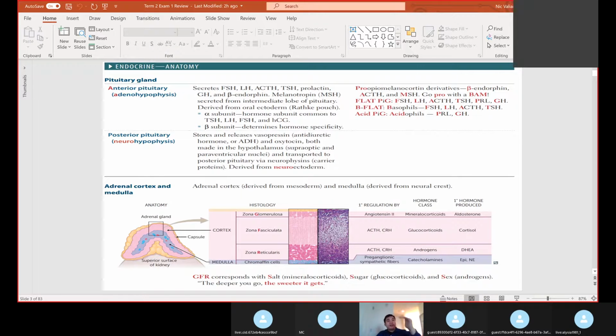Next layer, we're going deeper. Now, zona fasciculata. What's the regulation? High yield, ACTH. What hormones does it secrete? Glucocorticoids. So it mainly produces cortisol. Could you tell me the function of cortisol? When is it released usually? Under stress, like right now, right?